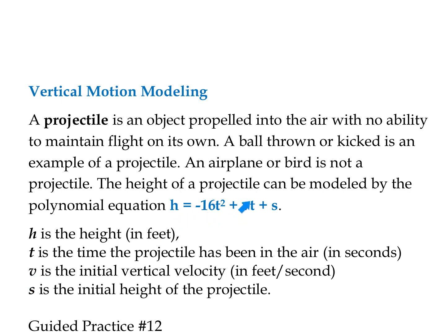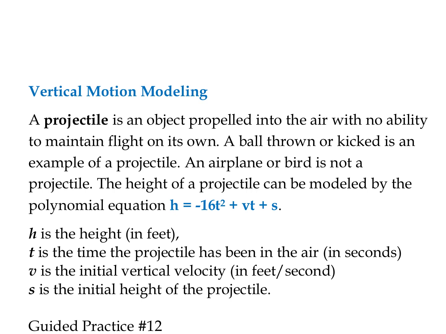So this V is the initial vertical velocity, vertical up and down. So when you jump in the air, or you throw a ball in the air, it's the initial velocity it has as it takes off into the air. And S is the initial height of the projectile, so the height it starts at. When we're starting on the ground, that height's going to be 0, right? The starting height's 0, S for starting height.